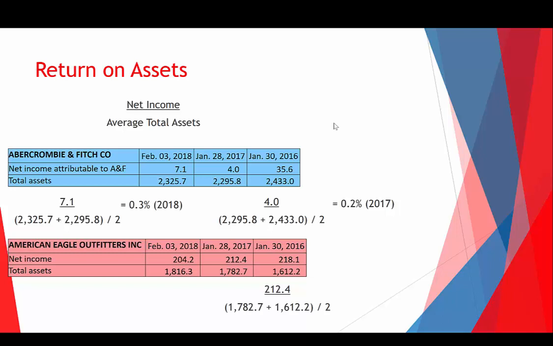So we see some improvement there, which is nice, but so tiny it almost doesn't matter. Exactly, it's 0.1%. So let's look at American Eagle, who has a higher net income and, as you see, lower assets, meaning they are more efficient as far as generating income with the assets that they have, 12.5%, which is obviously much better than 0.2%. And then in 2018, where assets did increase a little bit and net income went down, they're only at 11.3%, which isn't as good as 12.5%, but still much better than the competition.